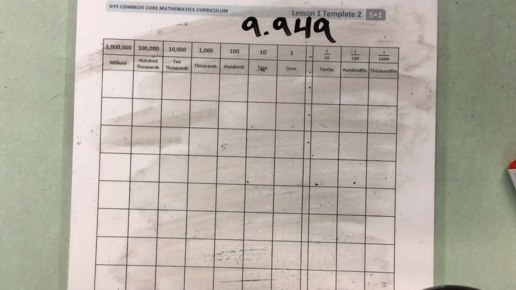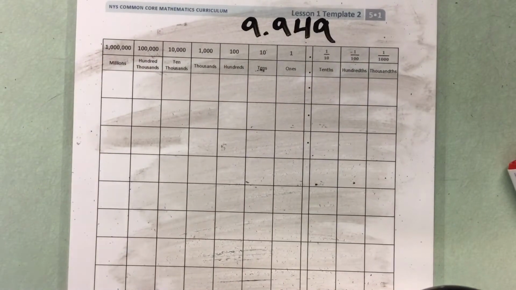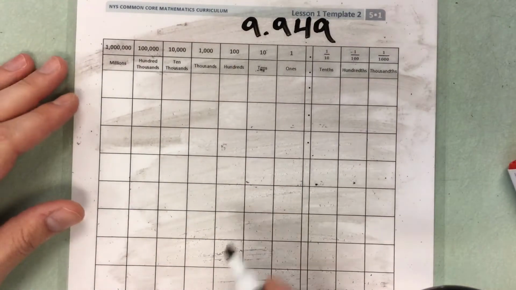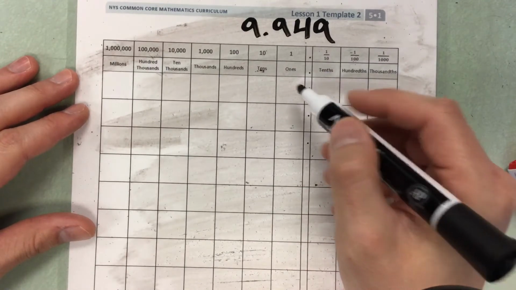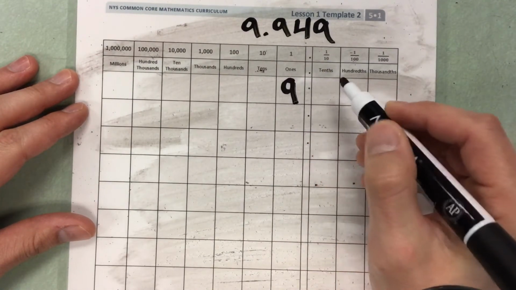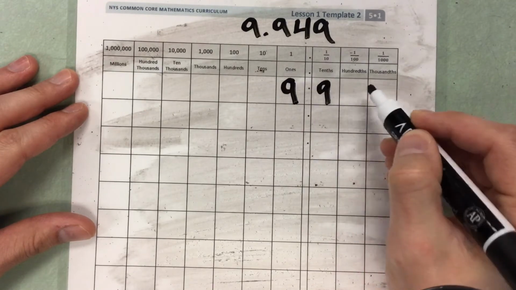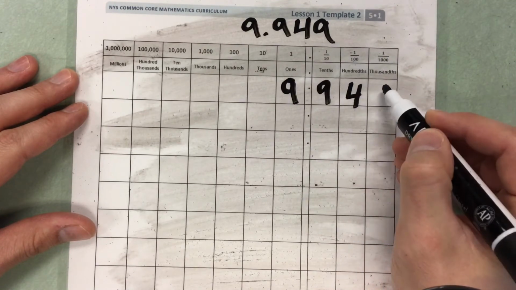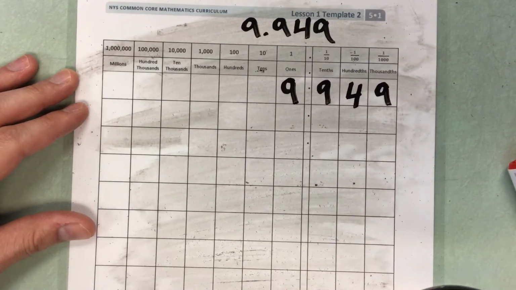So for this example, I'm going to be using the number 9 and 949 thousandths. So the first thing I'm going to do is put this number in my place value chart. So in unit form, this would be 9 ones, 9 tenths, 4 hundredths, and 9 thousandths.